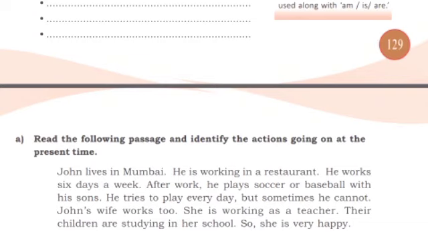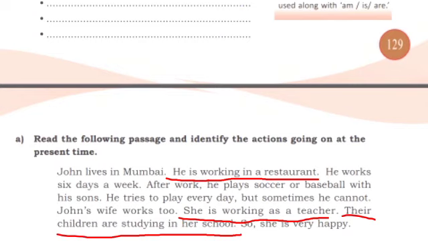Yes, continuous action. Which are the sentences, children? First one, he is working in a restaurant. The next one, she is working as a teacher. Then the last one, their children are studying in their school. Here, he is working. Subject is singular, so the auxiliary verb is is used. Then she is working. Here the subject is singular, then is. Children are studying. Children, it is plural. That's why the auxiliary verb are is used.